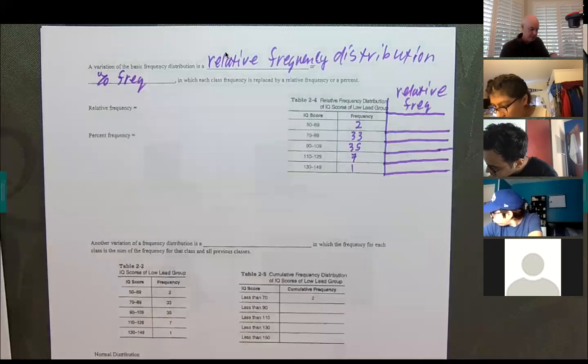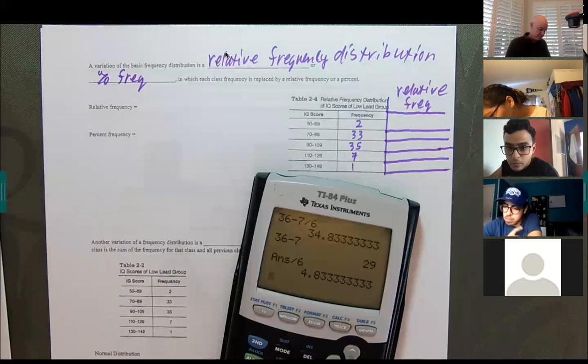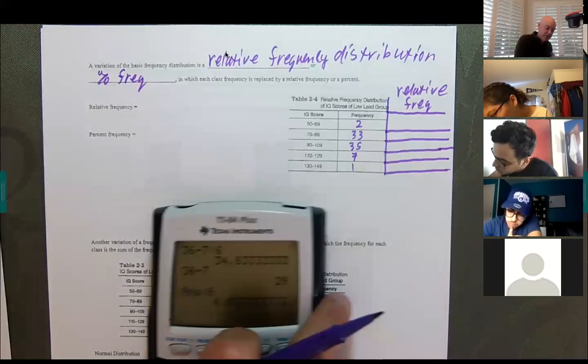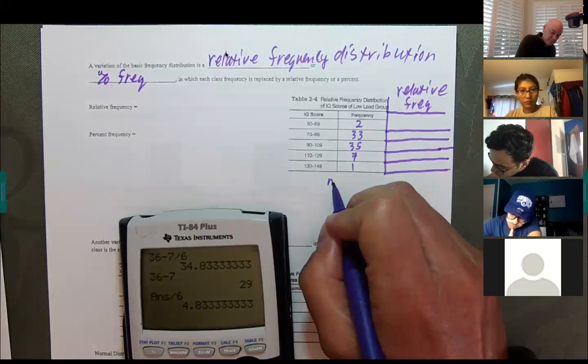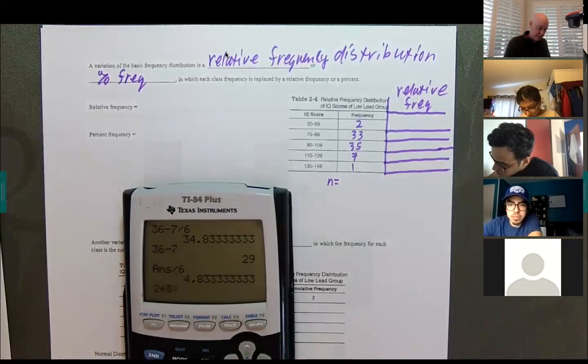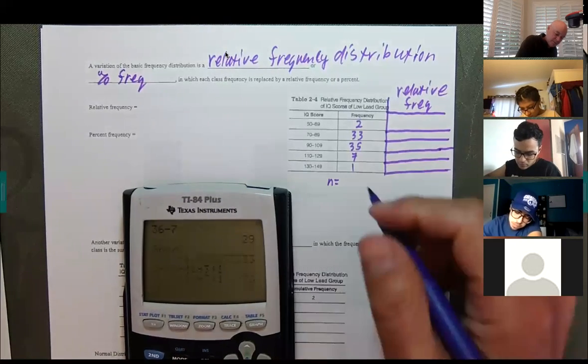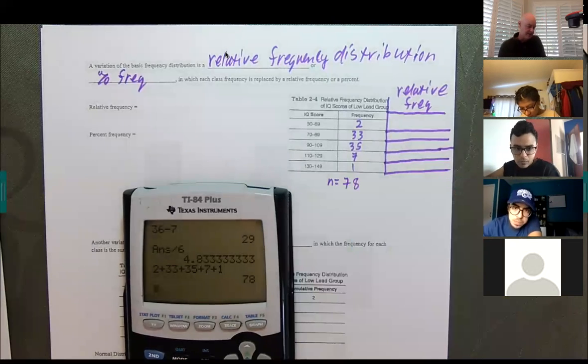Now I'm going to need to know the total, meaning this total, when I add them up. So 2 plus 33 plus 35 plus 7 plus 1, 78.